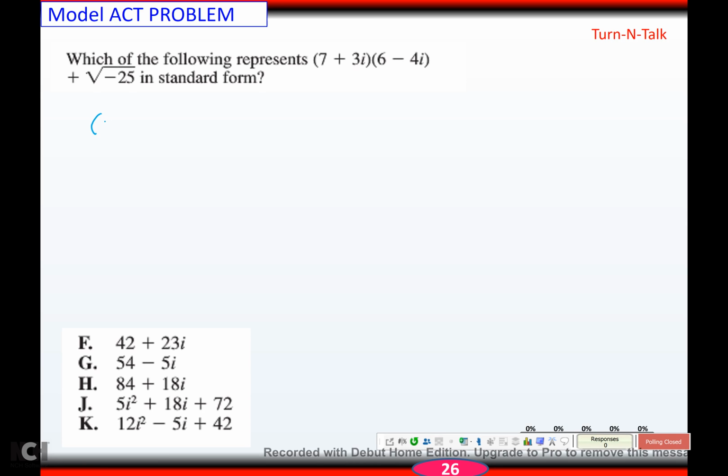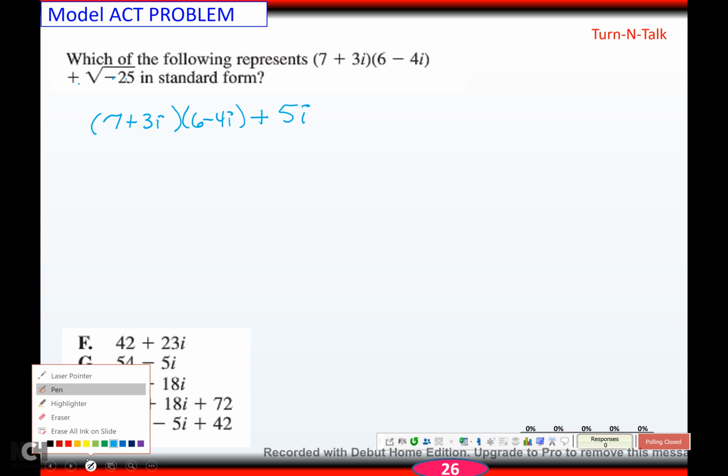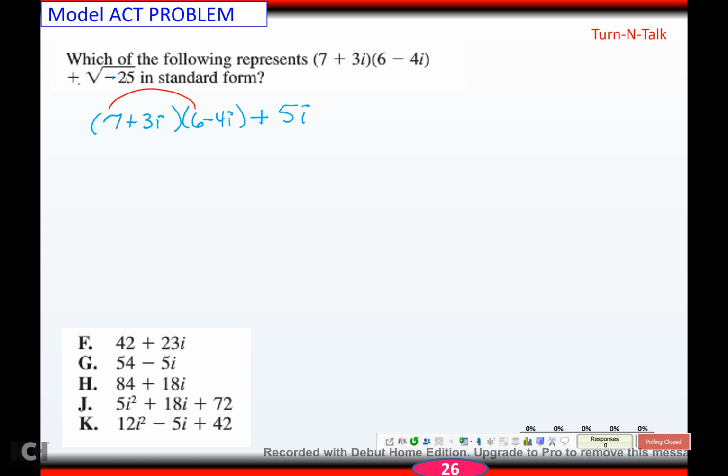Alright, if I rewrite this, I'm going to have (7 + 3i)(6 − 4i) + 5i, because that negative comes out as an i, and the square root of 25 is 5. So now I'm going to have to simplify this. That's going to be 42 − 28i + 18i − 12i² + 5i.